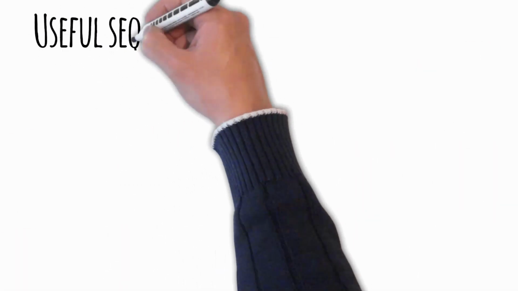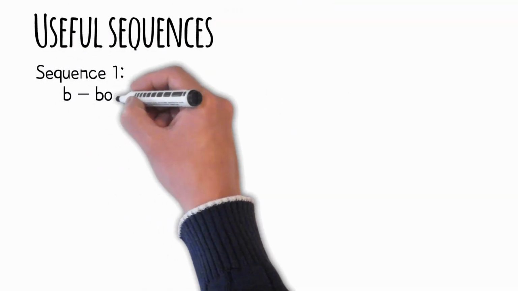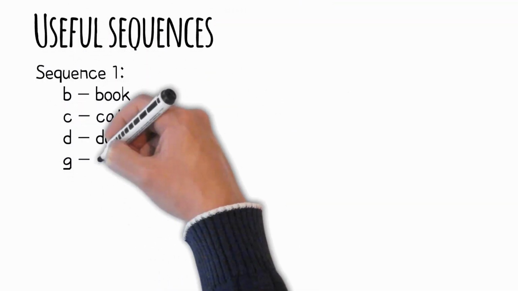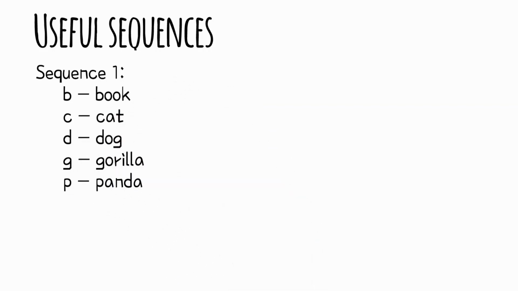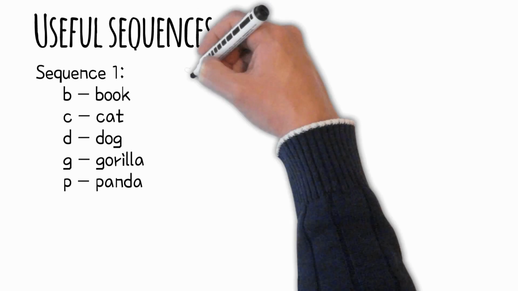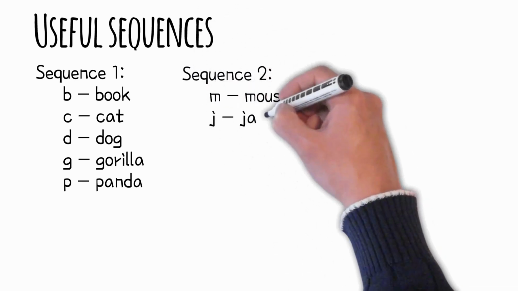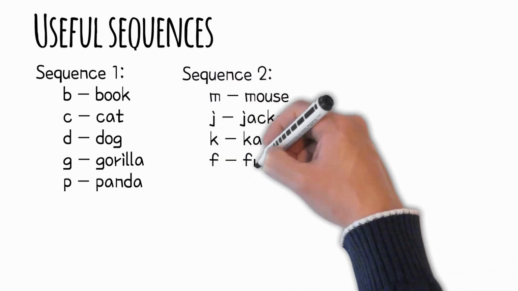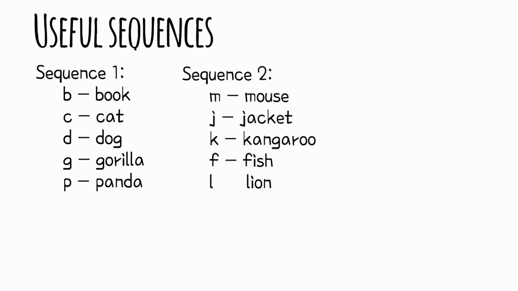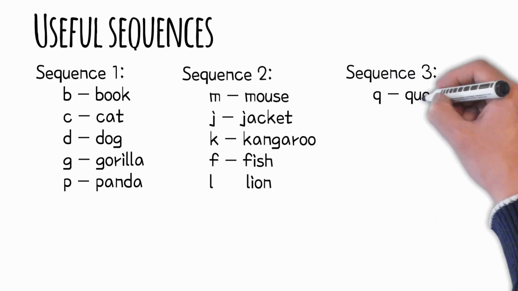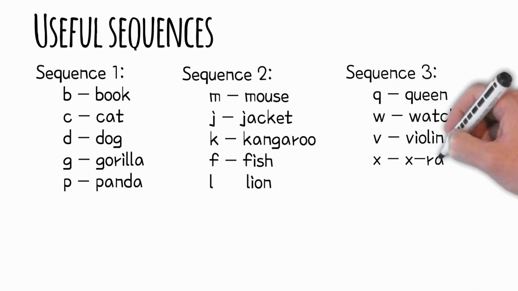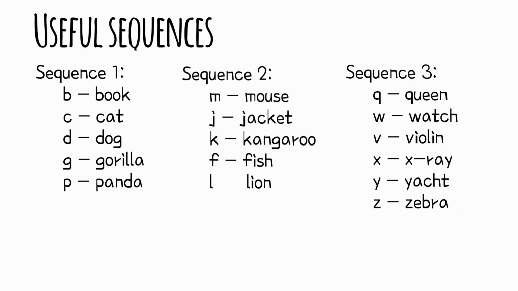Think about what games and activities you could incorporate phonics into on a regular basis. Here are some useful sequences for teaching the remaining letters of the alphabet. Sequence 1: B, book; K, cat; D, dog; G, gorilla; P, panda. Sequence number 2: M, mouse; J, jacket; K, kangaroo; F, fish; L, lion. Sequence number 3: Q, queen; W, watch; V, violin; X, X-ray; Y, yacht; Z, zebra.